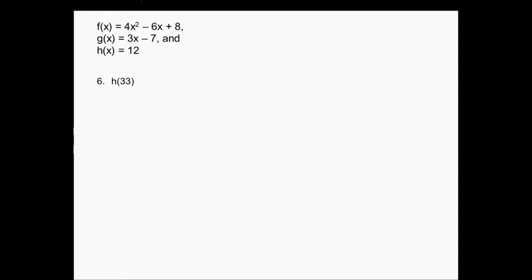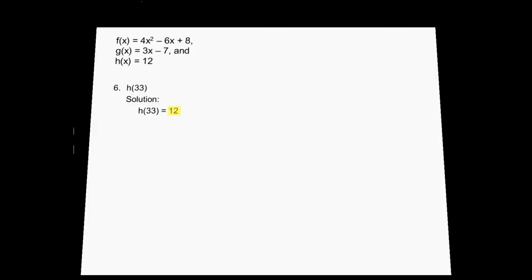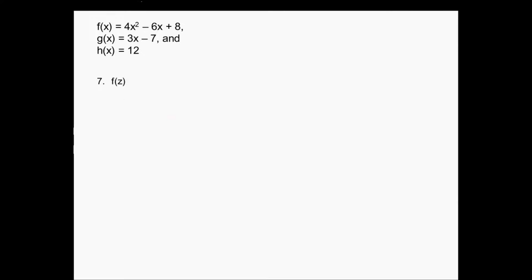Number 6, h of 33. Remember, there is no x within the formula for h. Whatever you give h, you're getting back 12. So h of 33, it's 12. Again, there is no x in the formula for h. There's nothing to do.